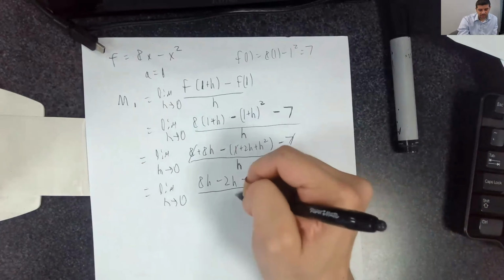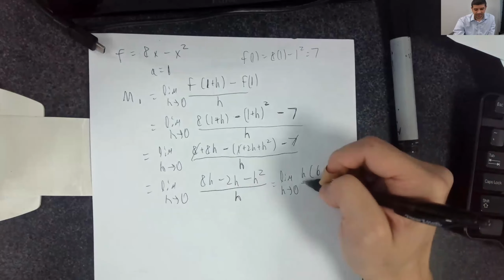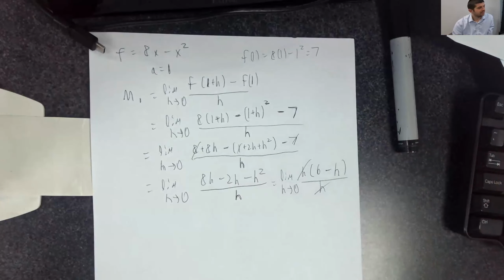Yeah, so I could factor out an h in the numerator. If I factor out an h, what do I get? 6 minus h. h divided by h. What happens? Cancel the h's. What'll always happen? And now what? Just 6. Plug in h equals 0. That's the slope. Slope is 6.